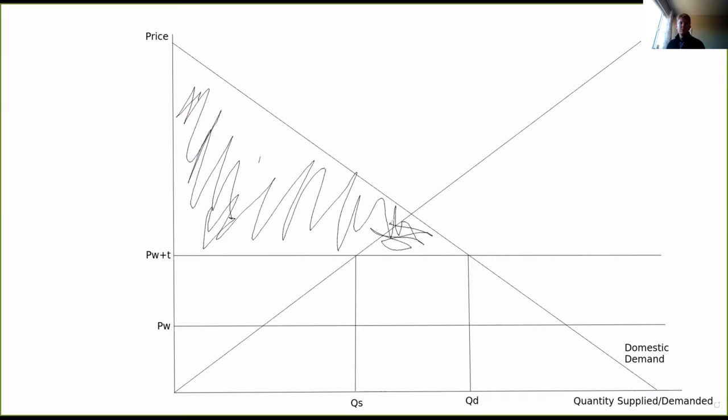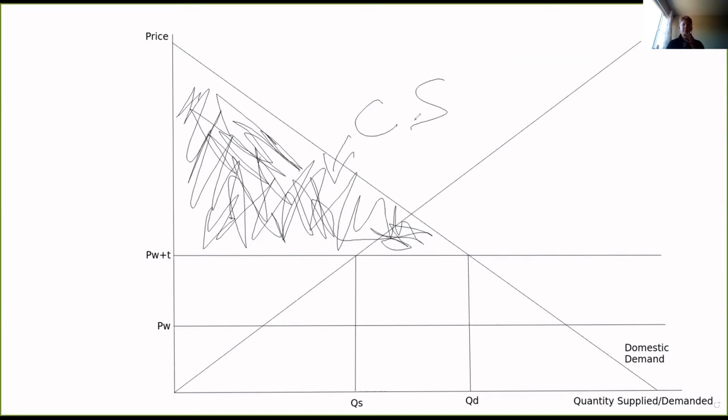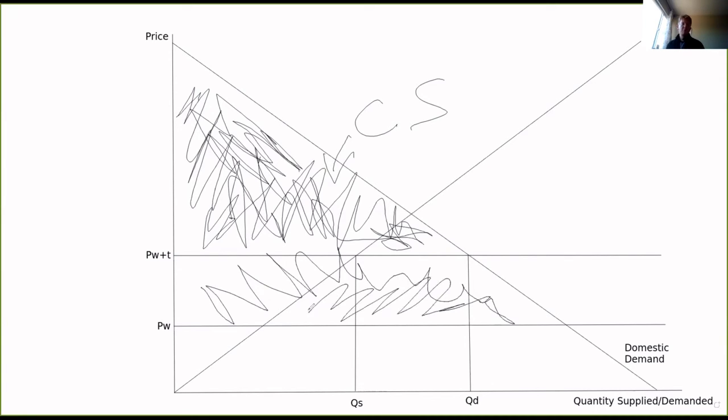Note that it extends beyond domestic supply because consumers are able to consume goods that are imported. And so this whole area here is going to be consumer surplus. And note that if we're just looking at this area here, consumer surplus would have been much larger if we were able to consume at just the world price. So the fact that we've applied a tariff already results in a reduction in consumer surplus.